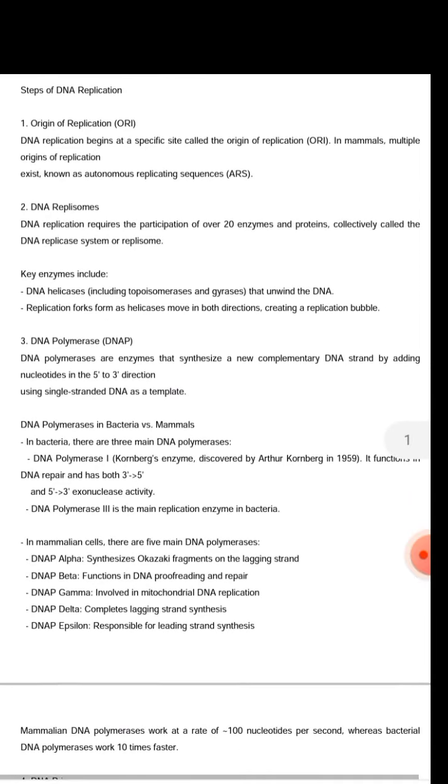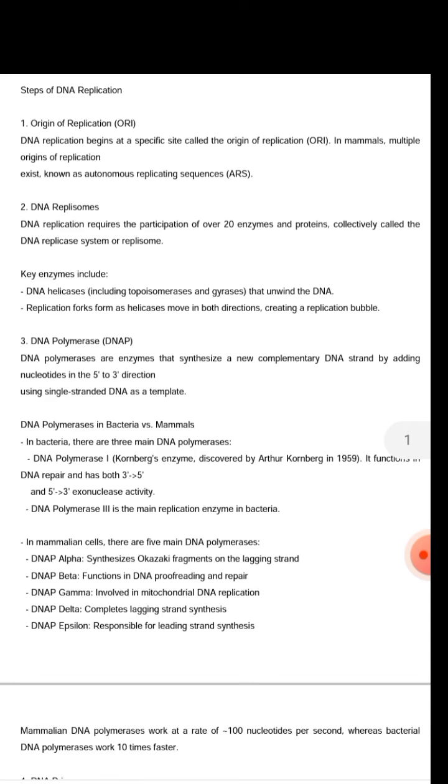So let's talk about the origin of replication, also called the ORI. Please take notes, ORI. DNA replication begins at a specific site. You know, when you say, I'm going to my farmland, I'm going to my site to construct my building or something. So that place, that position, that site where DNA replication begins or starts from, I can twist the English in your exam, is called the origin of replication, abbreviated as ORI.